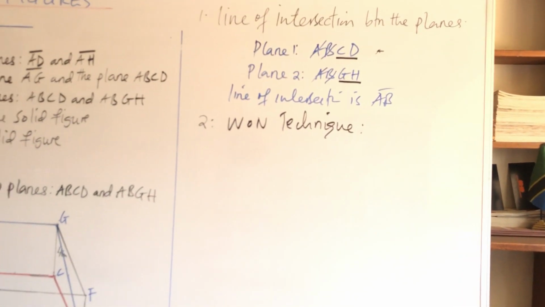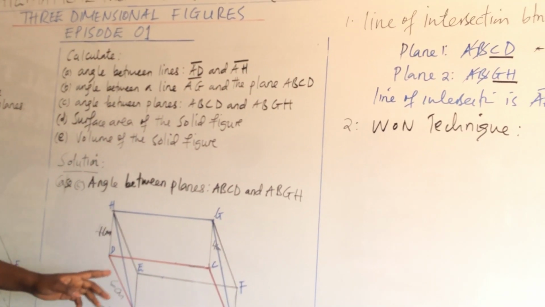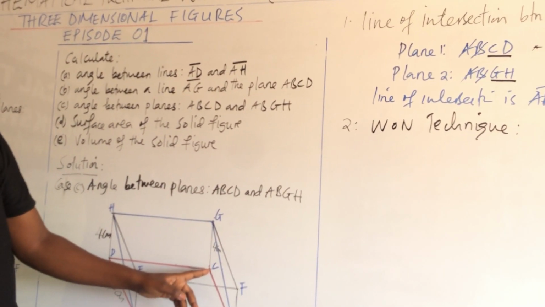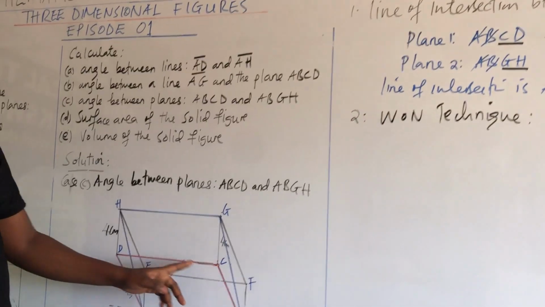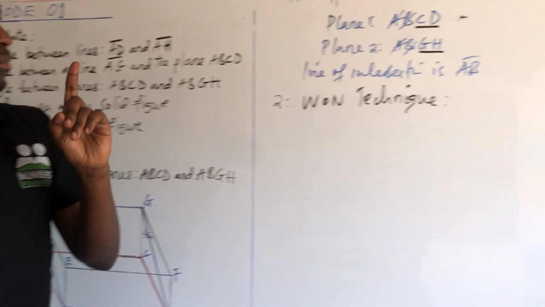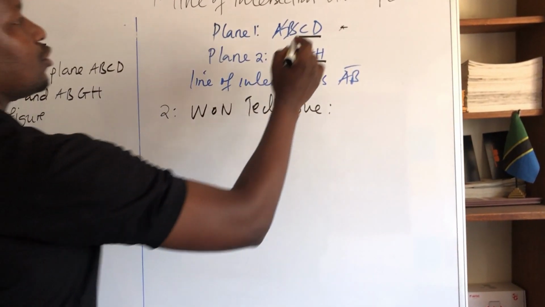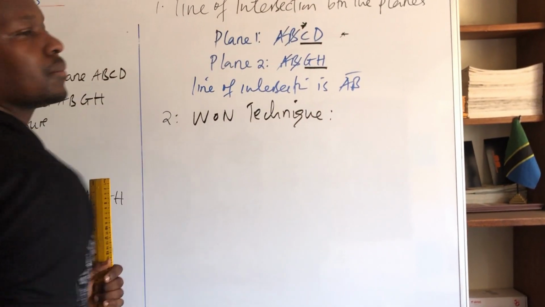Now, starting with plane 1, that is A, B, C, D. The points that remain after crossing the common point are C and D. From C and D, you choose one point. Maybe we choose D, or we choose C. Maybe now we can choose C.